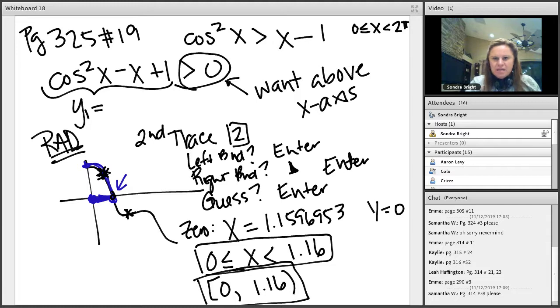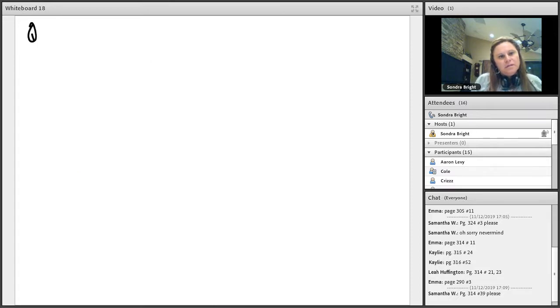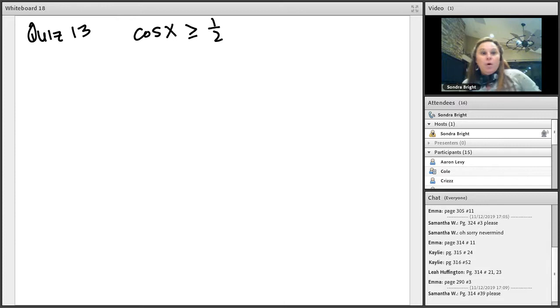Do 13 from the quiz. All right, so quiz 13. I'm going to show you two different ways. You can choose whichever way you want. Inequality, right? So there's going to be lots of different values.